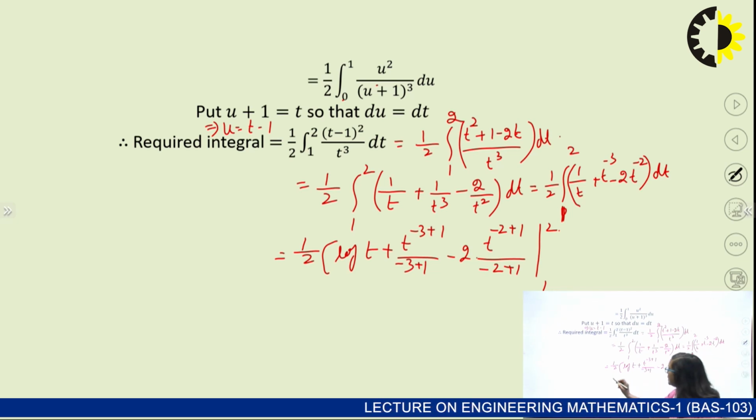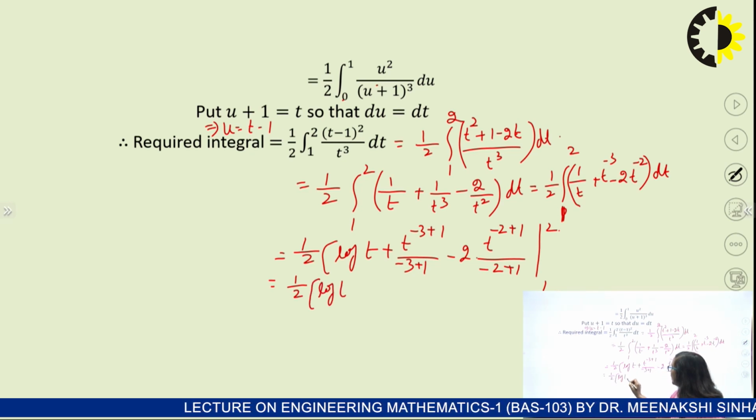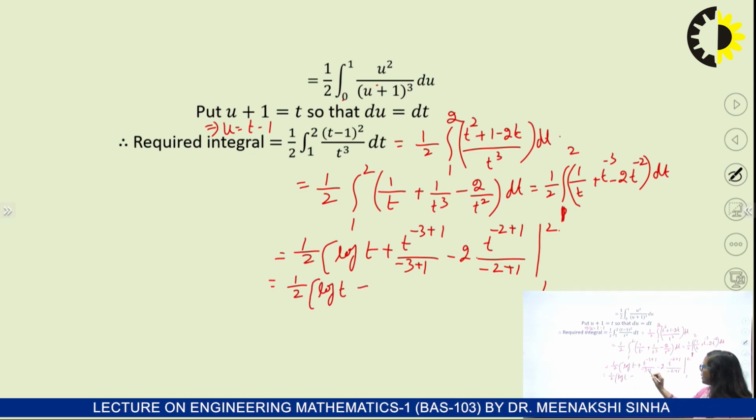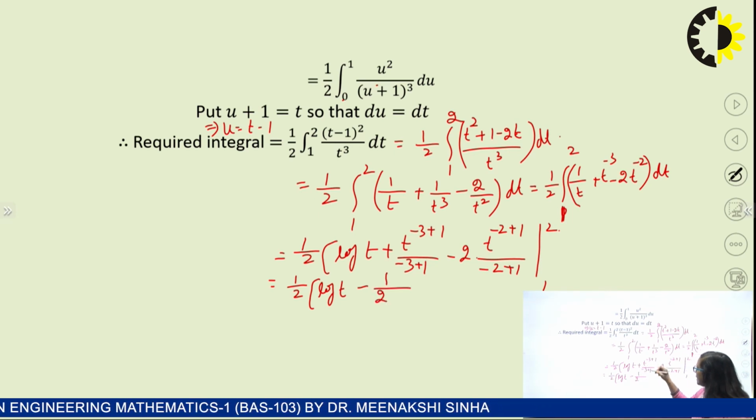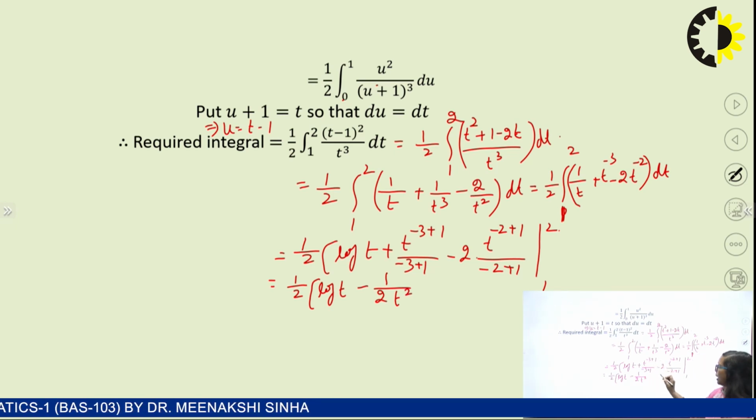So I am writing this in some simpler form. This is nothing but 1 by 2 log t. This will become minus 3 plus 1 is minus 2, giving a minus over here, 1 by 2 and taking this power t square. Minus 3 plus 1 gives t square. What happened over here?